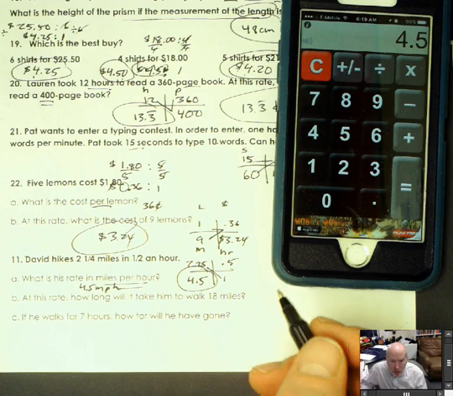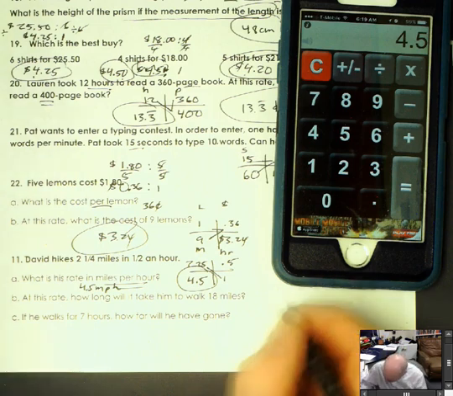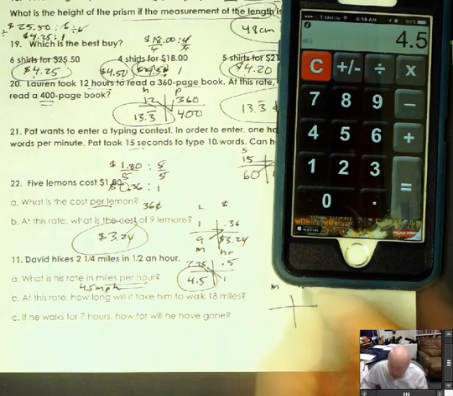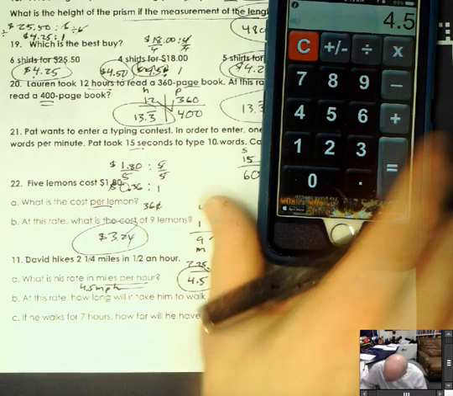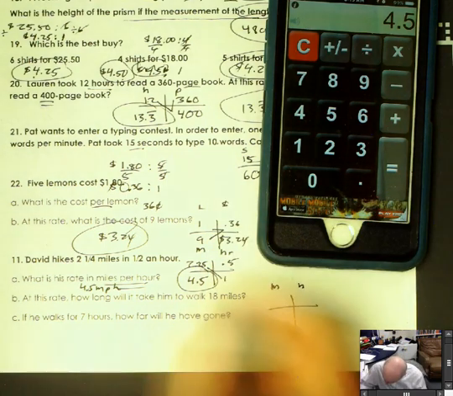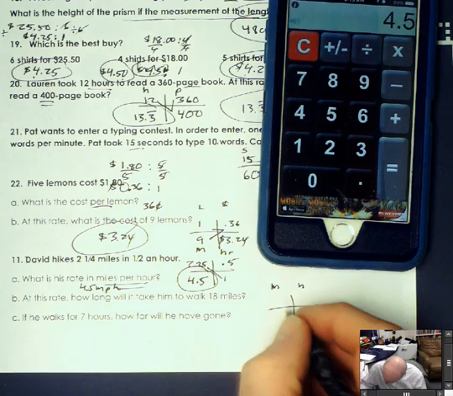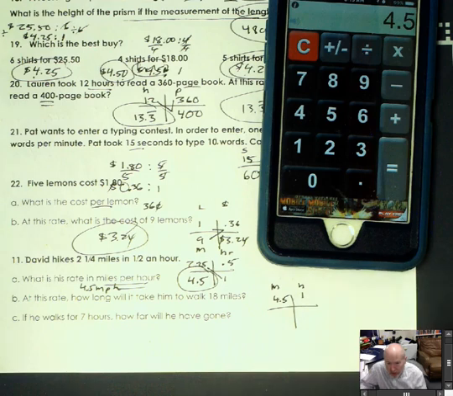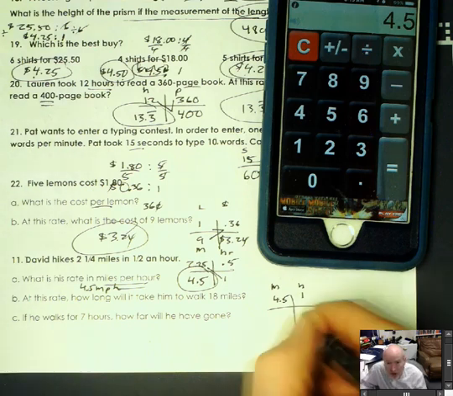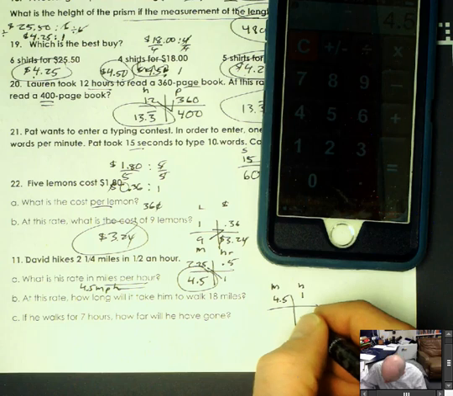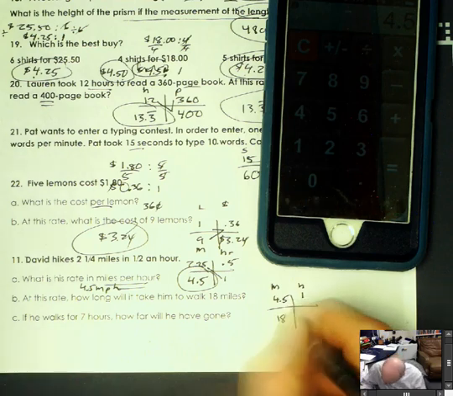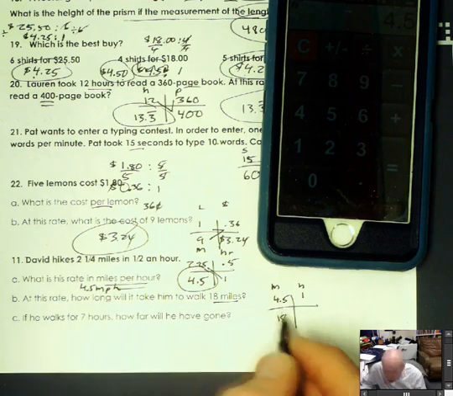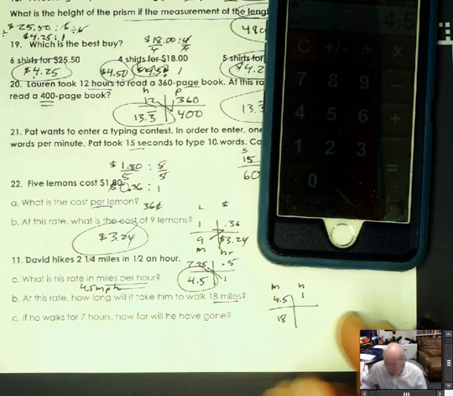So how long will it take him to walk 18 miles? Well, got miles in hours. We're going to go again. So let's see. You can use either of these rates that you have, but I'm just going to say that in 1 hour he goes 4.5 miles, and we want to know how long it'll take him to go 18 miles. So I'm just going to double check here. 18 miles, and this is 4.5 miles. So just making sure I've got my numbers in the right category, otherwise the box won't work.